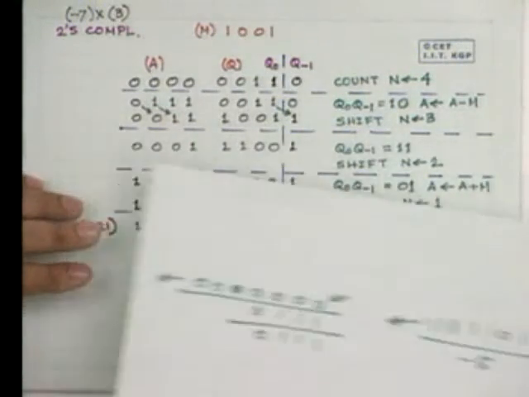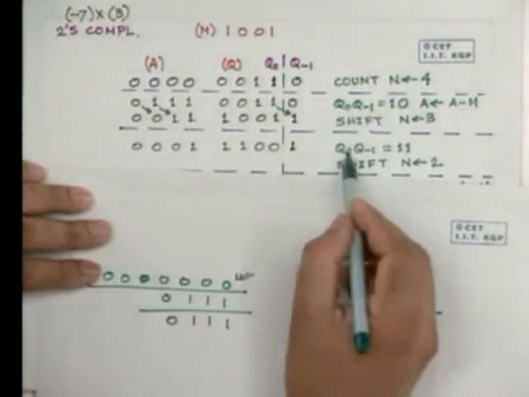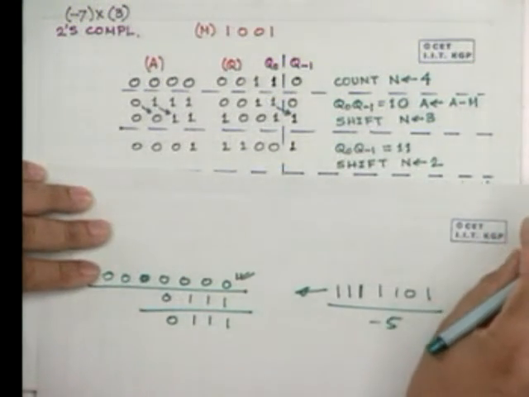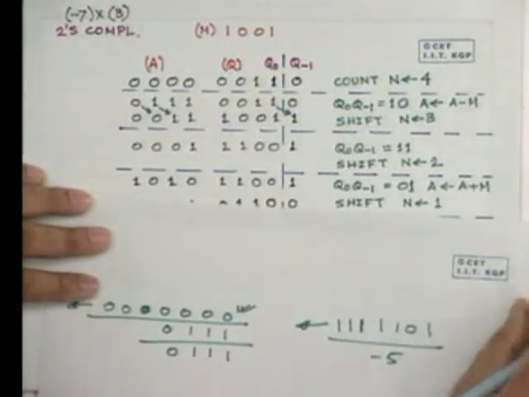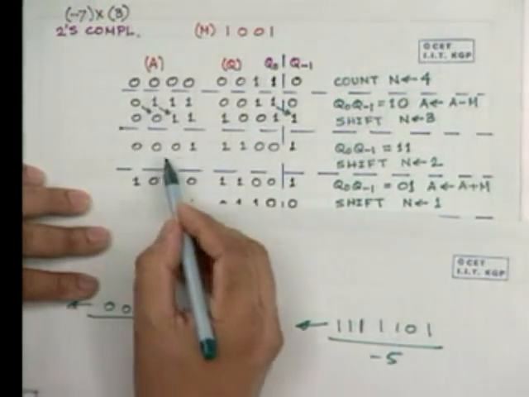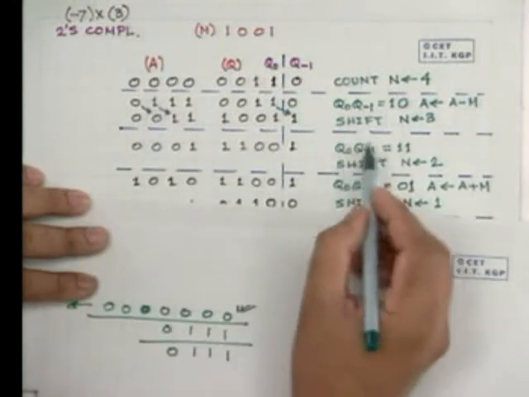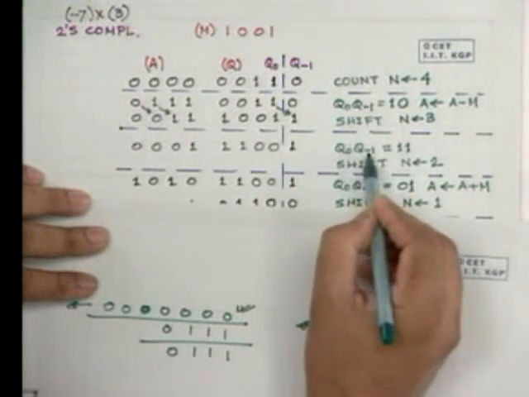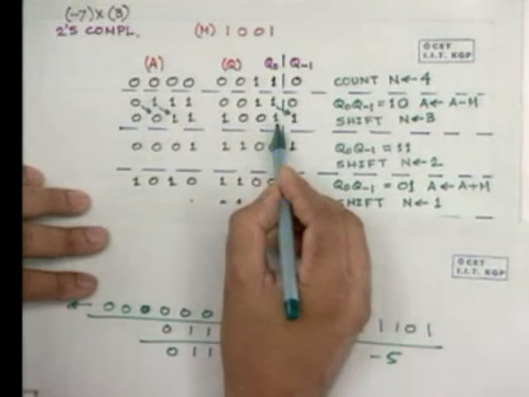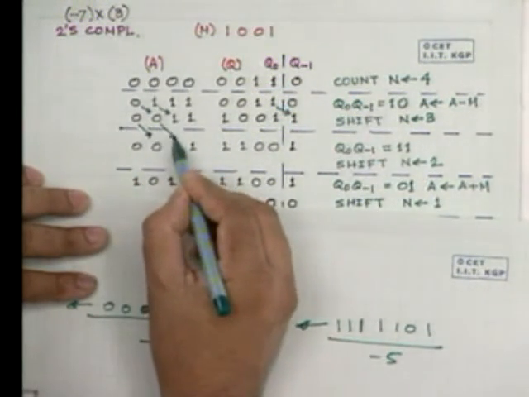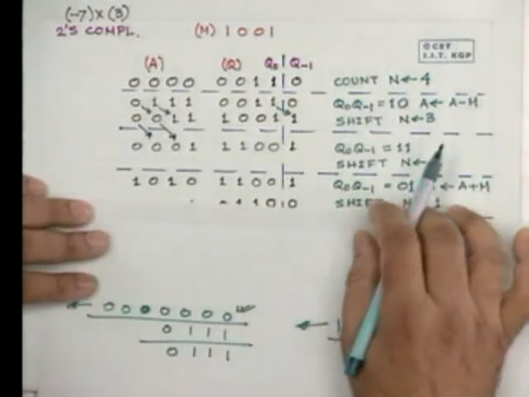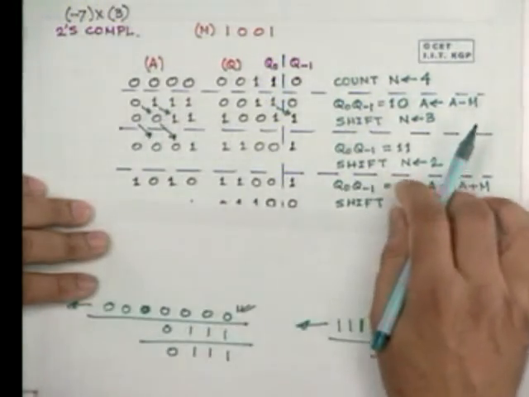Now, since Q0, Q minus 1 is 1 1, we don't do any operation, we simply shift. Therefore, this is shifted here. Q0, Q minus 1 is 1 1, therefore the shifting is done. This comes here, and so on. Therefore, the entire thing is shifted right.